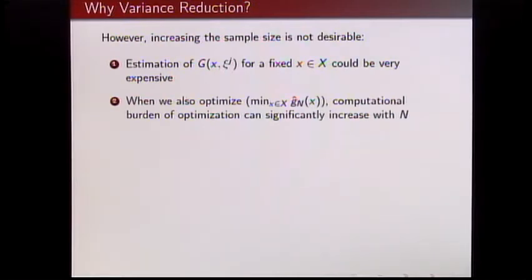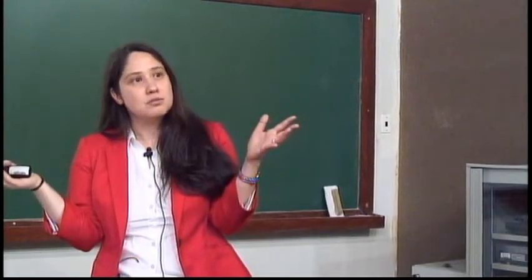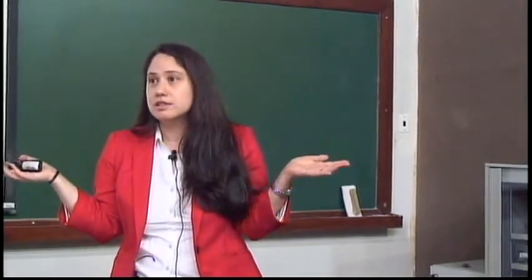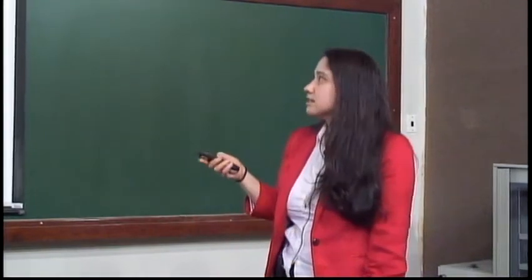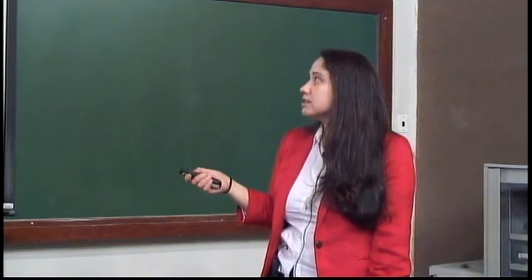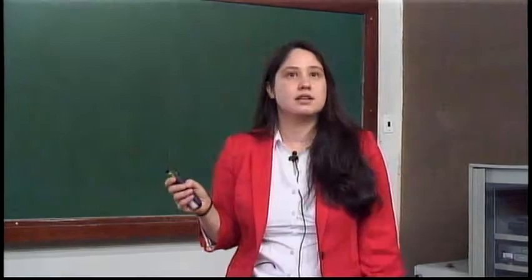as I told you, this G function can be very, very complicated. A bunch of multi-stage, nested optimization problems, for example. On top of that, when I also optimize, depending on the problem type, if I increase the sample size, the computational burden is going to increase even more. So it's not a desirable thing. What I want to do is decrease the variance without increasing the sample size at all.